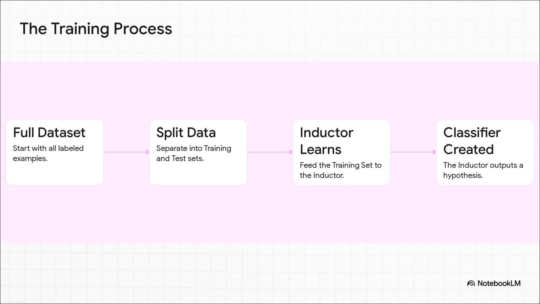And this lays out the process perfectly. First, you start with all your data. Now, this next step is absolutely crucial. You don't use all of it for teaching. You split it into a training set and a test set. Then you feed only the training set to the inductor. The inductor does its thing, analyzes all that data, and boom, it produces your classifier.